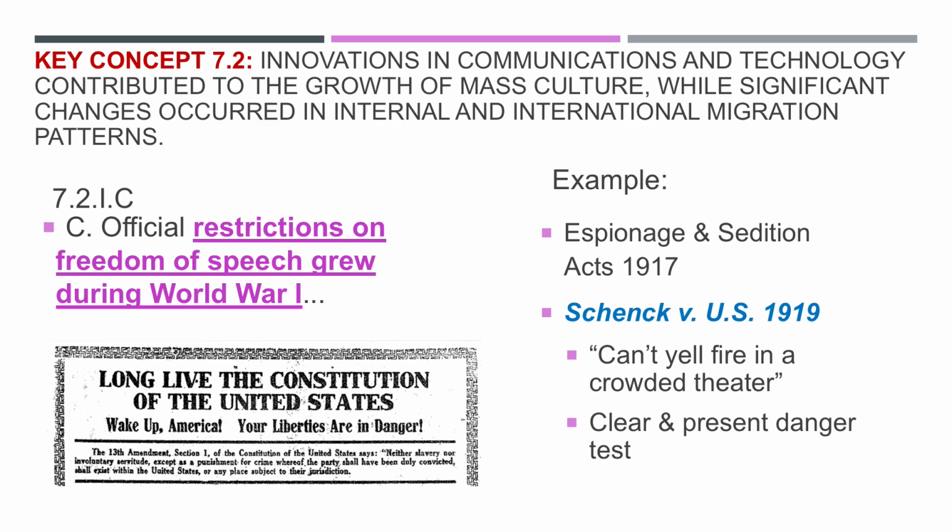Anyways, letter C, 7.2, Roman numeral 1, letter C. Official restrictions on freedom of speech. Espionage, Sedition acts. Espionage is like spying, but also committing acts of sabotage and mayhem in a country. And of course, sedition. You might remember sedition acts with John Adams during the XYZ affair. They've come back during this war. We're going to limit people's free speech.